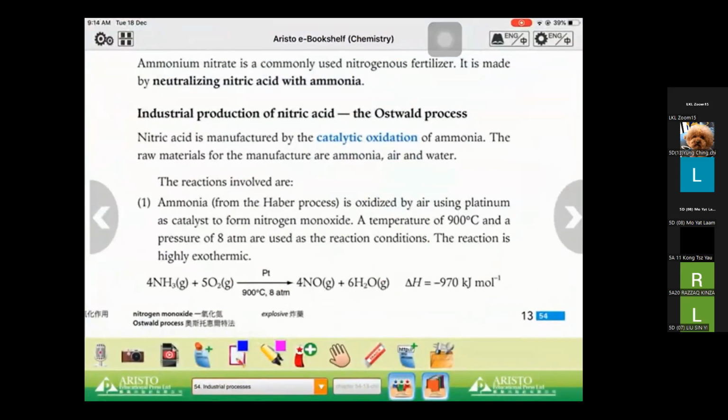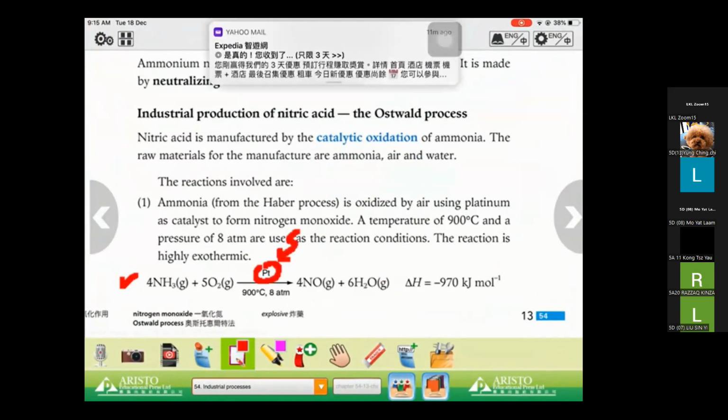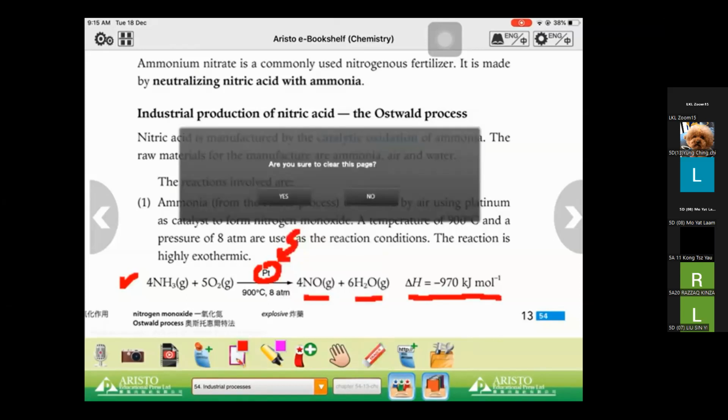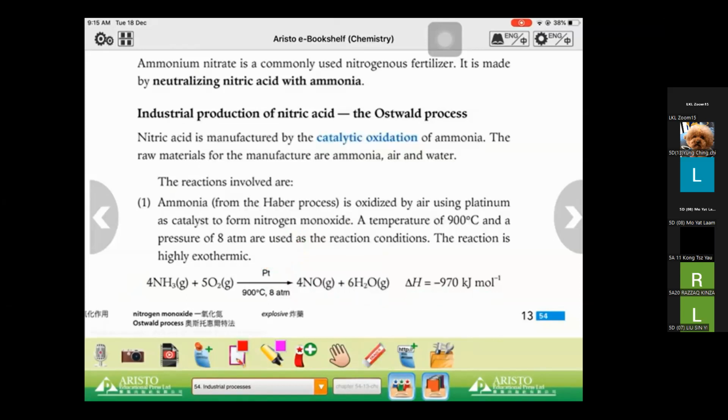There are several steps. This is the first step. Ammonia reacts with O2 in the presence of a catalyst. The catalyst is platinum. It is not necessary to memorize its temperature and pressure. It's seldom asked, but it has been asked before about the catalyst, so please memorize. The products are NO and H2O. It is an exothermic reaction, but I think it is not necessary to memorize because it's seldom asked. This is the first step of the Ostwald process, the oxidation of ammonia to NO.